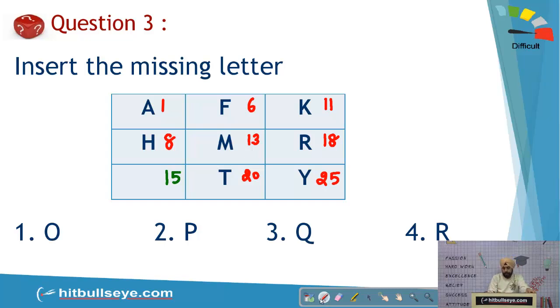And the letter which appears at the 15th position is letter O. Now this letter O will become your answer. That is the option number 1. So this first option is your answer.